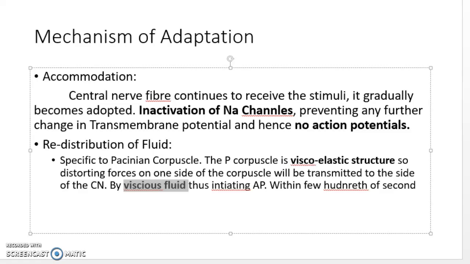Baroreceptors measure blood pressure, and they can be considered mechanoreceptors, I believe, though I'm not too sure. And chemoreceptors are found in the aortic or carotid bodies.